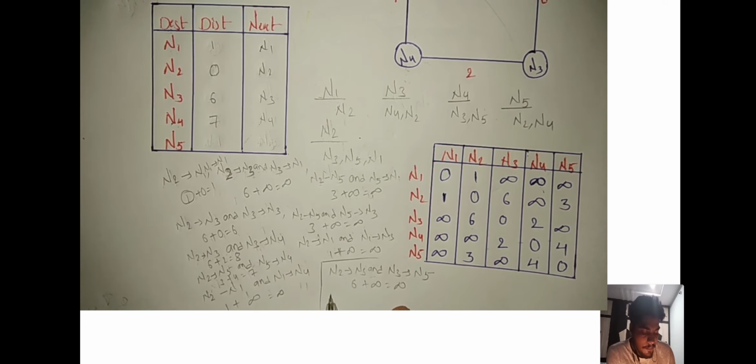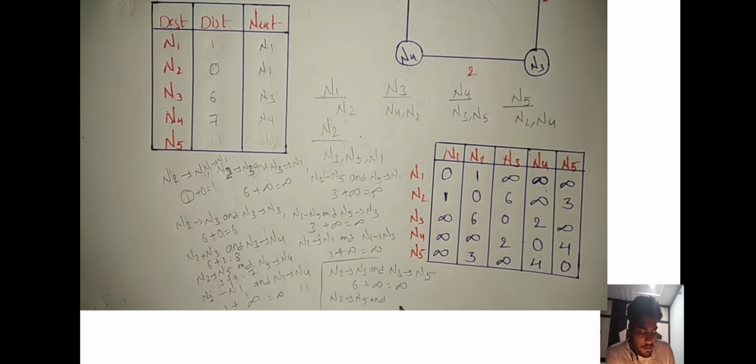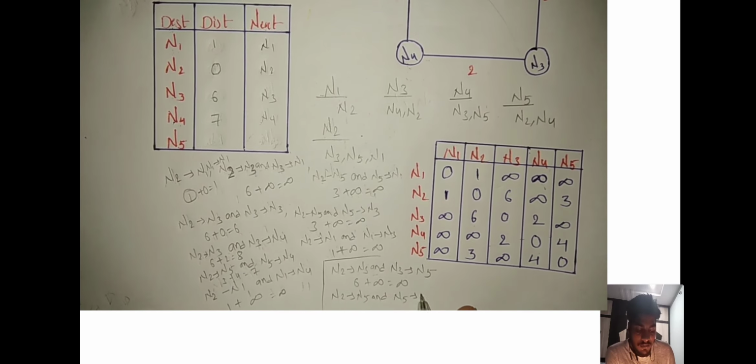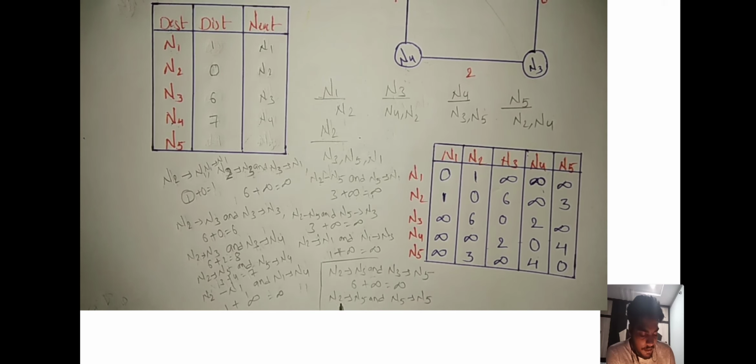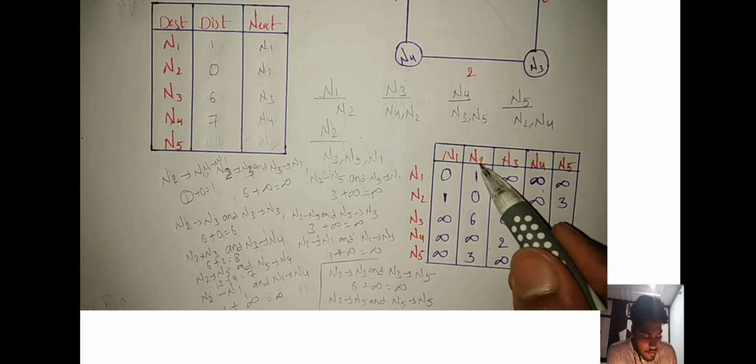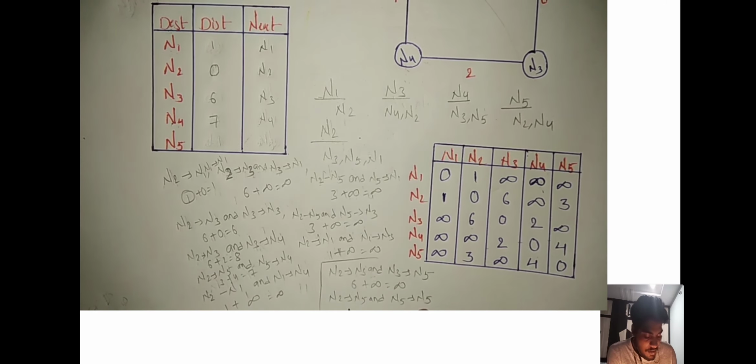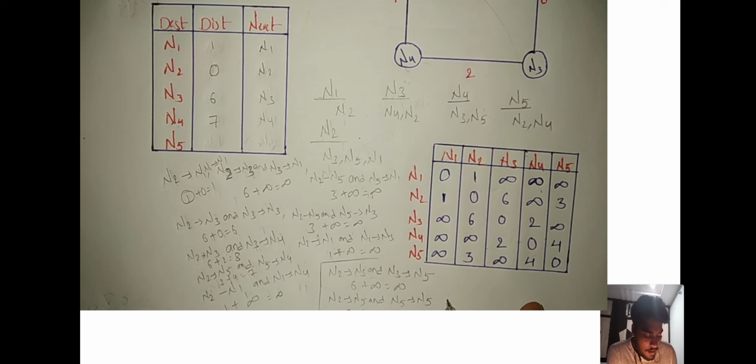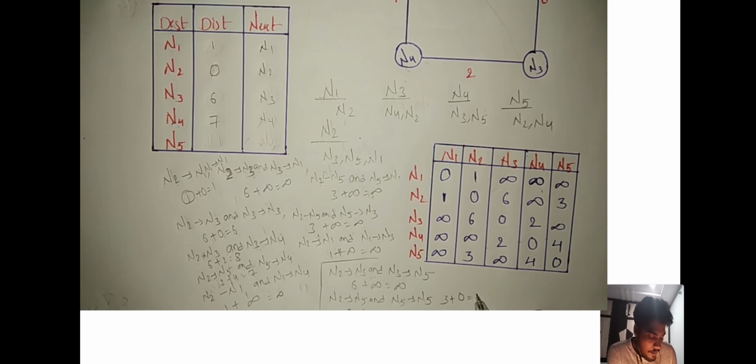The second path is n2 to n5 and n5 to n5. What's the distance from n2 to n5? n2 to n5 means 3. Plus what's the distance from n5 to n5? 0. That is equal to 3.